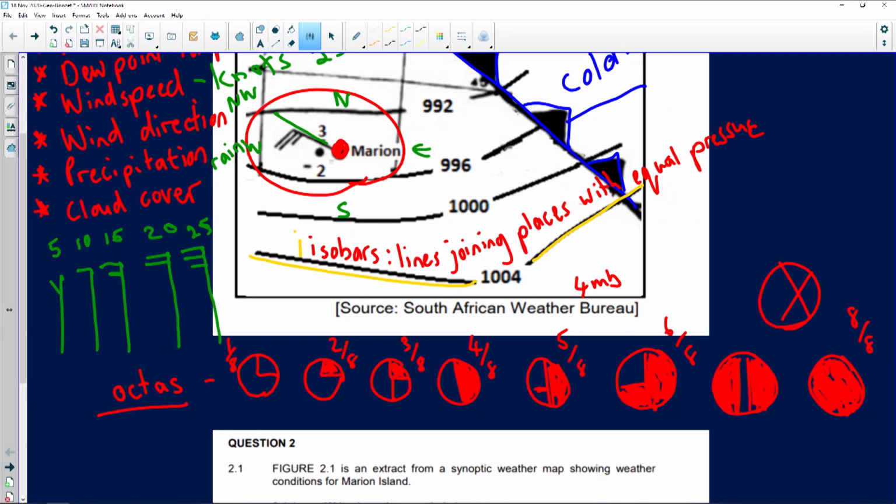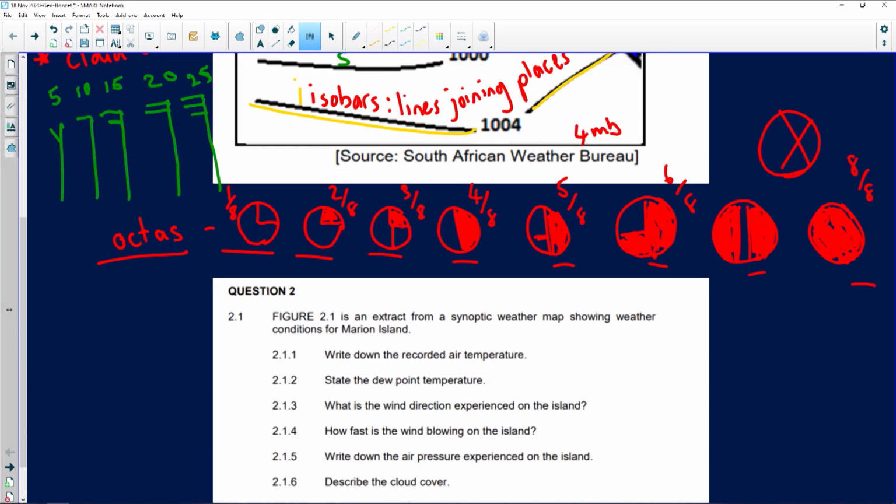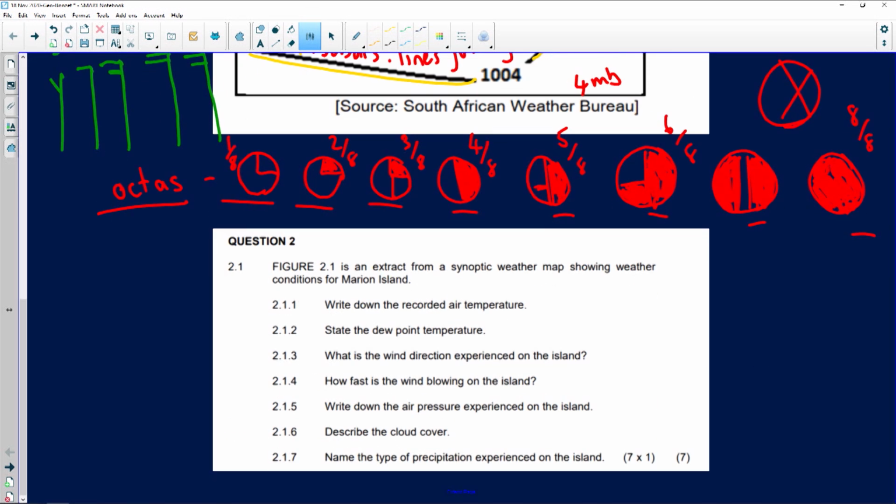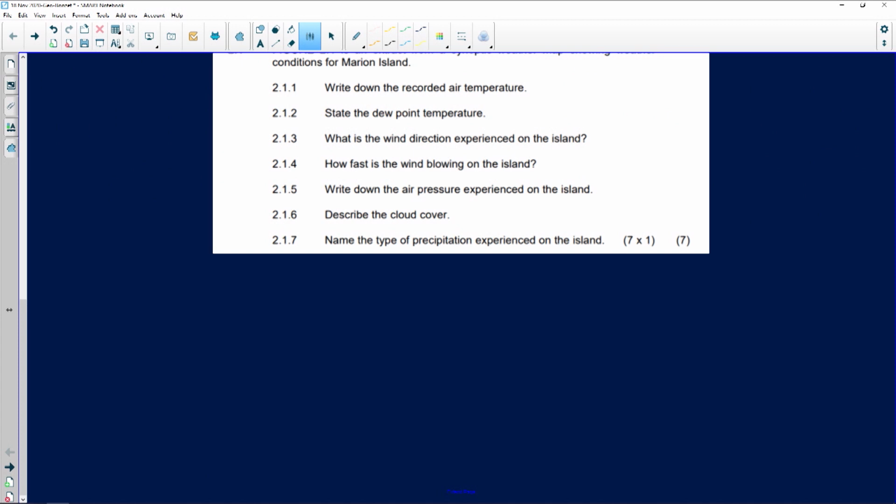Some of your textbooks might represent your cloud cover in quarters, but many textbooks, and I prefer it when they represent the cloud cover in octaves, as you can see on the diagrams that I've drawn for you. So the body of the weather station model represents the cloud cover. I just want to do an example because we're revising over here.